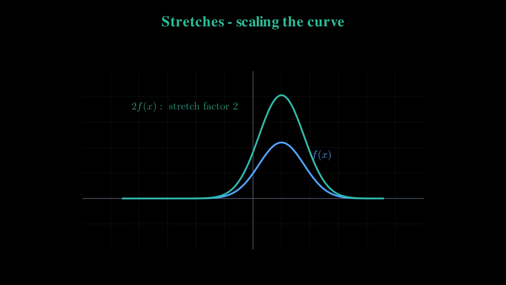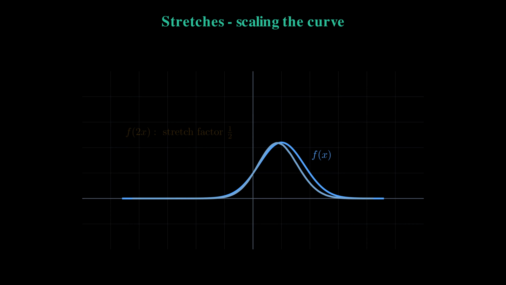And here, p is on the outside, so it acts on y exactly as written. Multiply on the inside, f of qx, and it scales x, but reciprocally. With q equals 2, the curve is squashed horizontally to half its width. The peak slides from x equals 1 in to x equals a half.